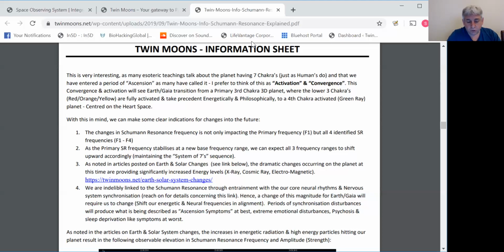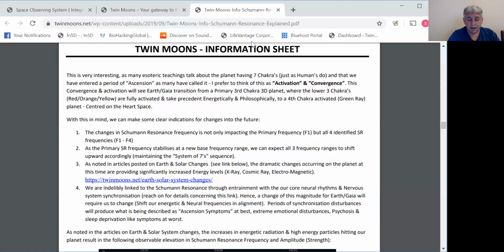Here I've called out a few key takeouts from these indicators that I'll just walk through. The first one is that changes in Schumann resonance are impacting all four frequencies, not just the primary frequency. They'll all be driven up, and they'll find a new home, a new stability. But that's not now, because what we're seeing is periods of greater and greater instability. And so it'll get worse before it gets better.